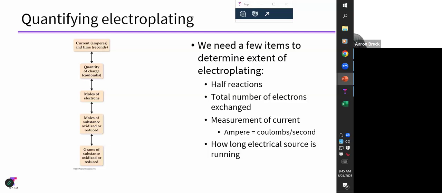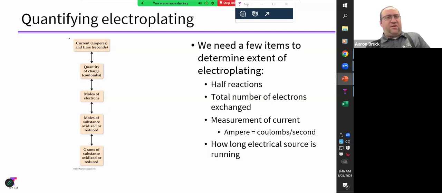Now, there are some calculations that we can do around electroplating, but what we need to understand about those processes, we need to know a couple of things. First of all, we need to know what the half reaction is. So more importantly, how many electrons are being exchanged here. We need to know the measurement of current. So how many amps is our current that we're interested in? And we need to know how long the electrical source is running.